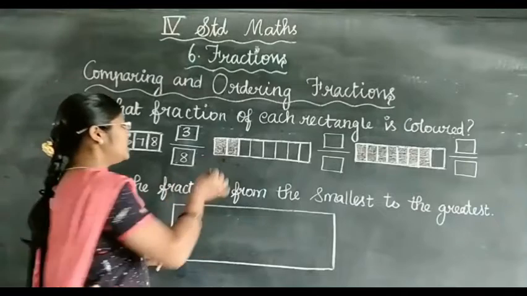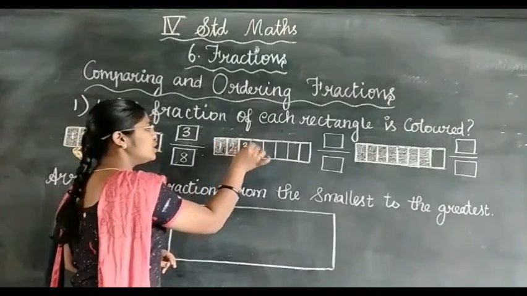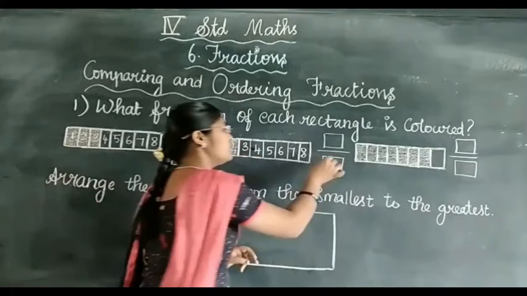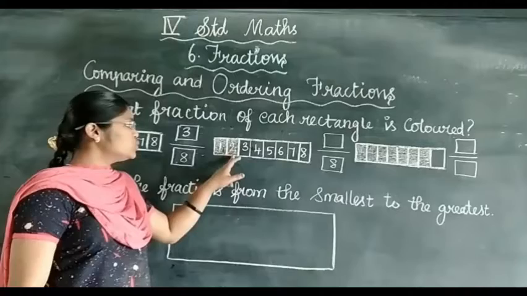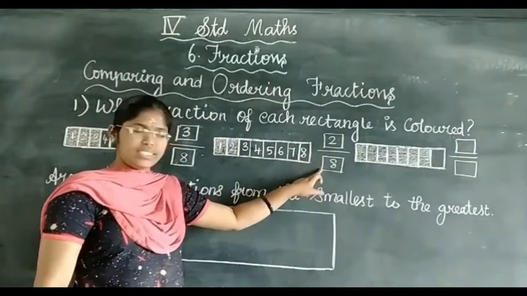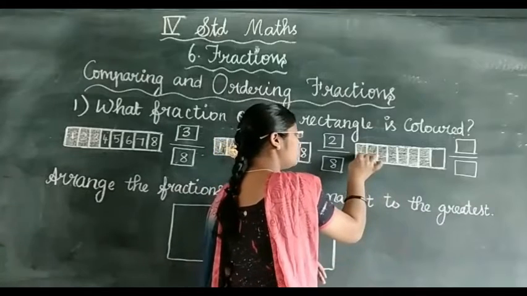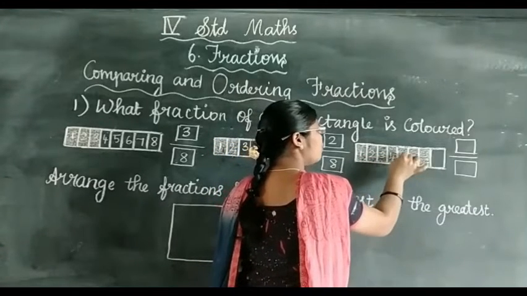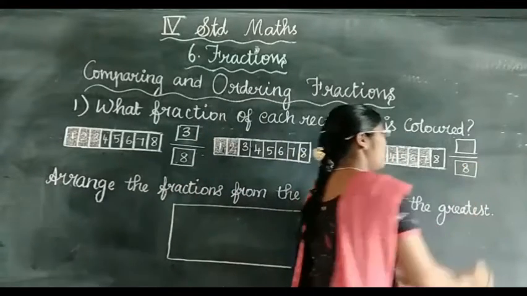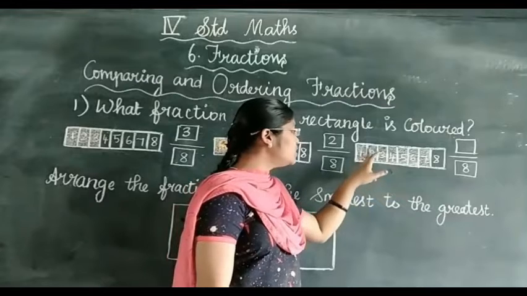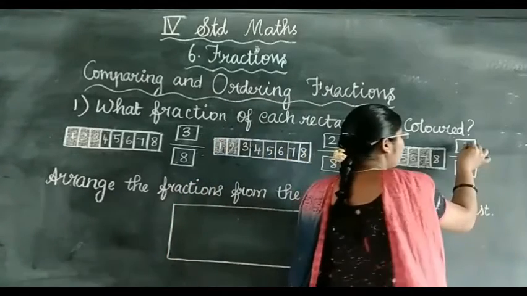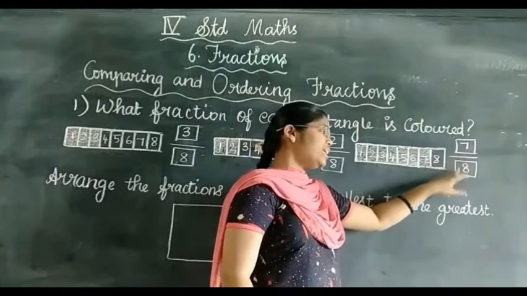Now let's see the second one. It is divided into 1, 2, 3, 4, 5, 6, 7, 8 equal parts. So our denominator is 8. In that 1, 2. 2 parts are shaded. So our numerator is 2. The answer is 2 by 8. Then the third bar, it is divided into 1, 2, 3, 4, 5, 6, 7, 8. So our denominator is 8. In that, how many parts are shaded, children? 1, 2, 3, 4, 5, 6, 7. 7 parts are shaded. So our numerator is 7. The answer is 7 by 8.